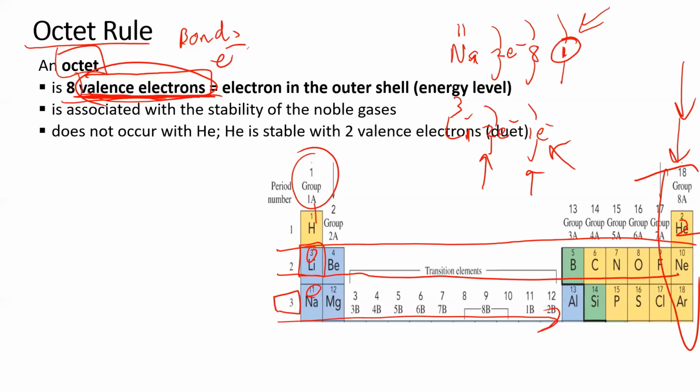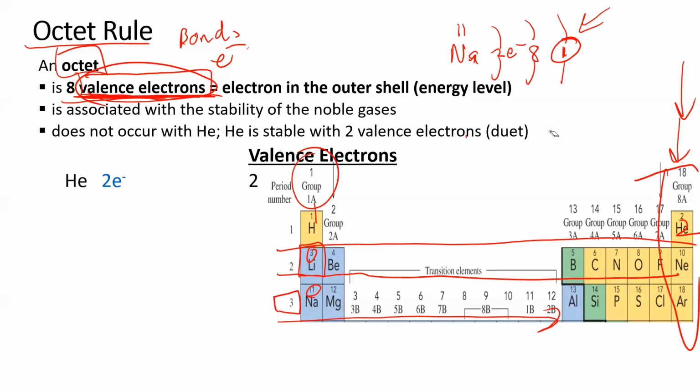Now, helium is an exception. Helium is actually a duet. That's because its outer shell, which is the first shell, can only fit 2 electrons. But for the most part, all the other noble gases, because they have more than just 1 shell, which is really close to the nucleus, they can fit 8, and that's the octet.